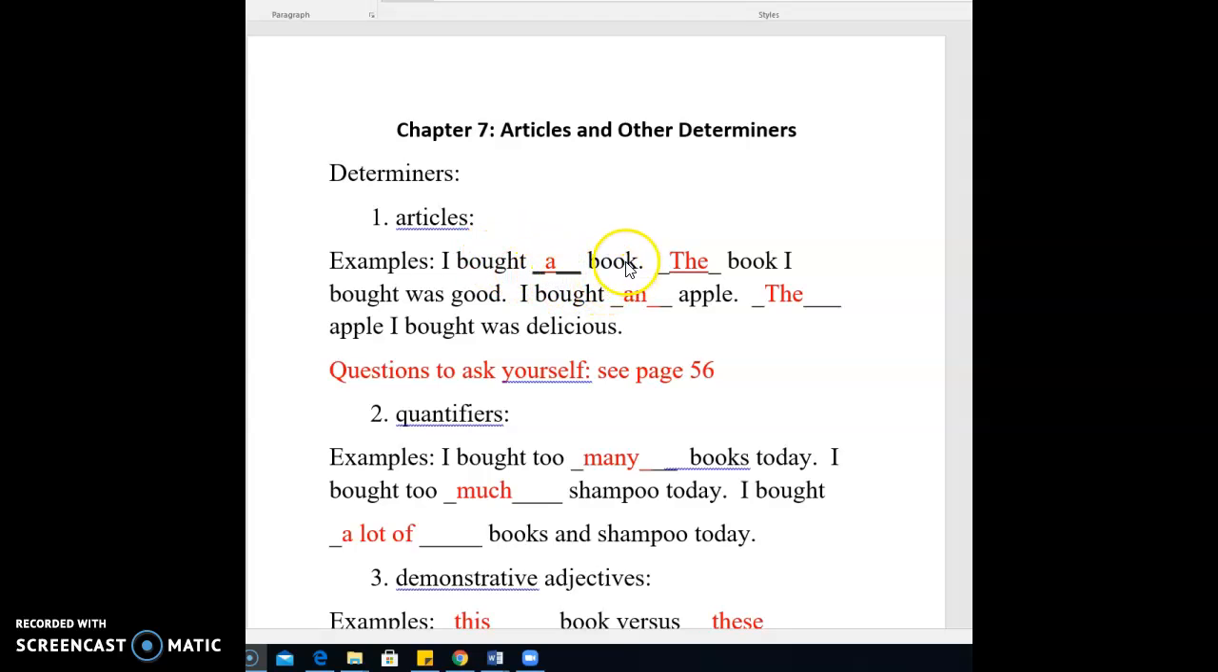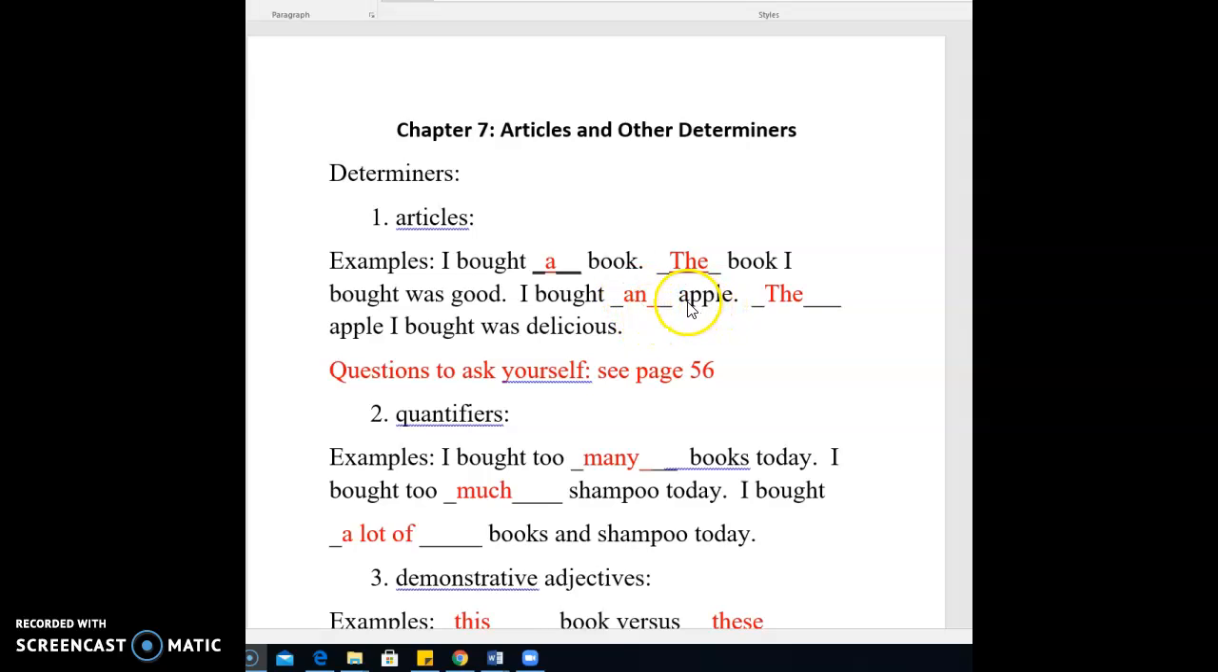So we know that we use a for a countable noun. I bought a book, a plus singular countable noun. Now, the book I bought was good. This is, I'm using the definite article the to talk because I know which book I'm talking about, the one that I bought, and I can see that in this little adjective clause, okay? I could also just say the book was good if I had just said this sentence, and we call that second use because the listeners or the readers have in common the knowledge of which book we're talking about.